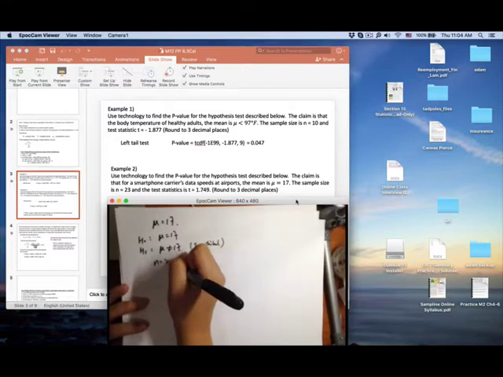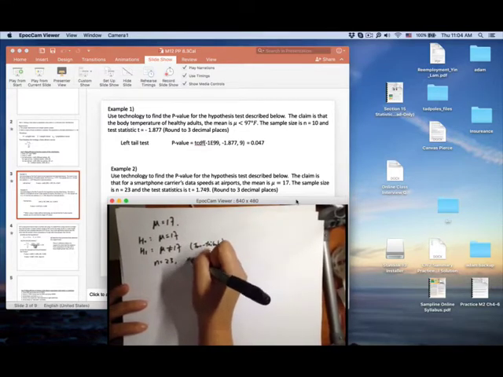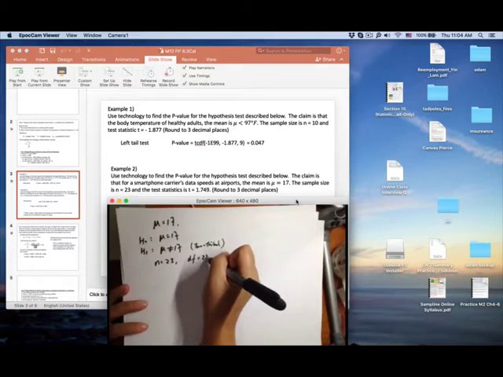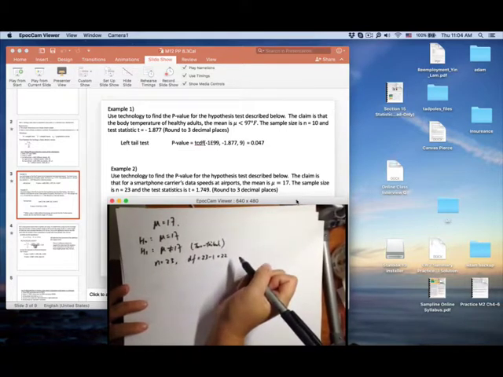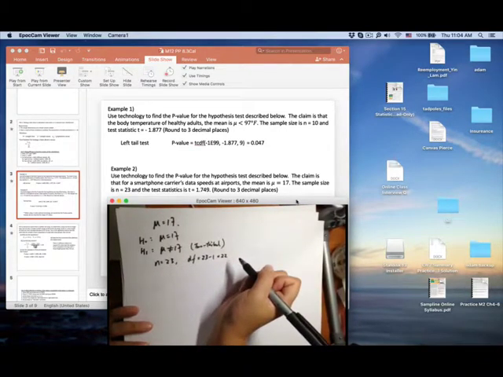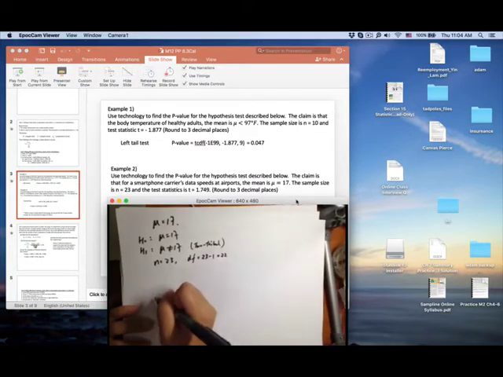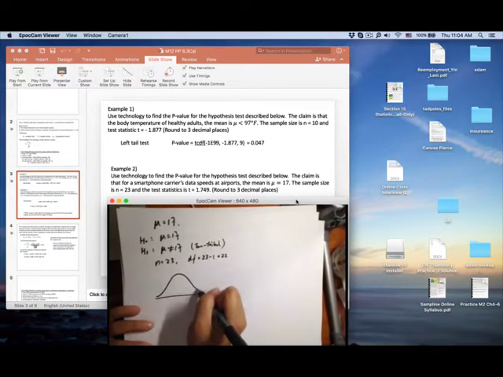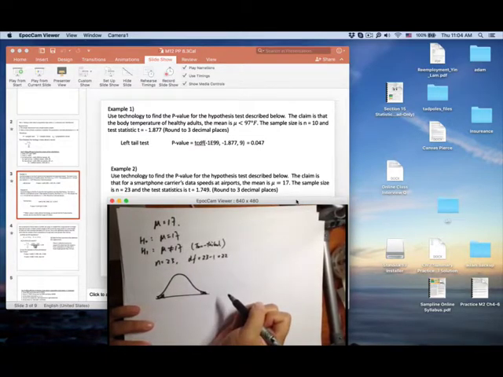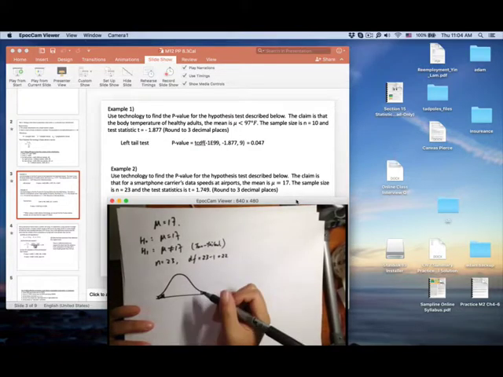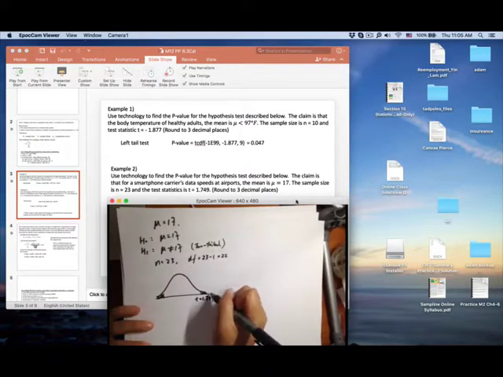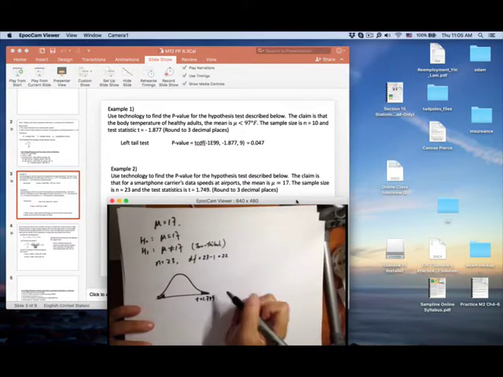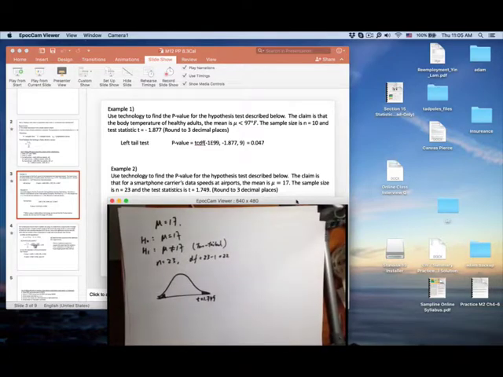The sample size is equal to 23, so my degrees of freedom will be 23 minus 1, which is 22. We have the two tails here. The test statistic is a positive number, t equal to 1.749. So the p-value will be the area of these two tails.